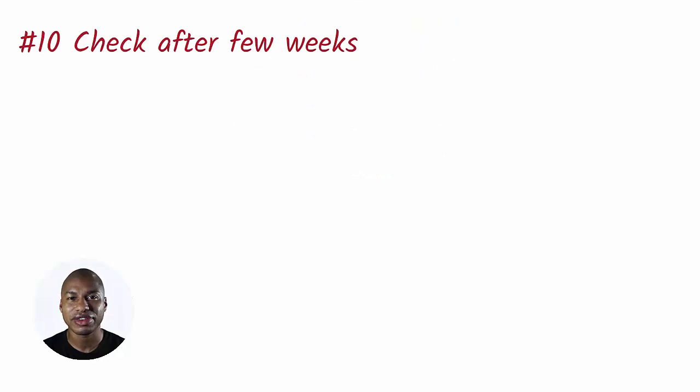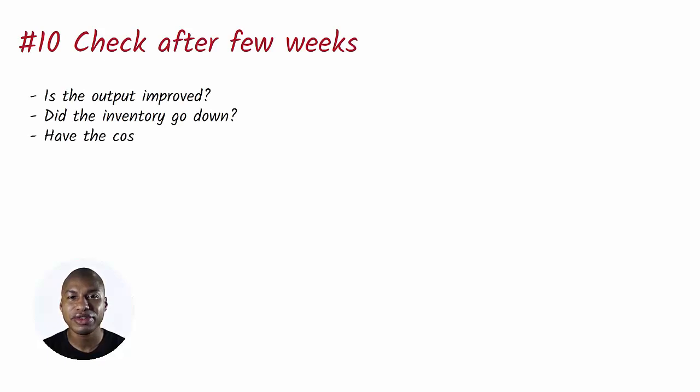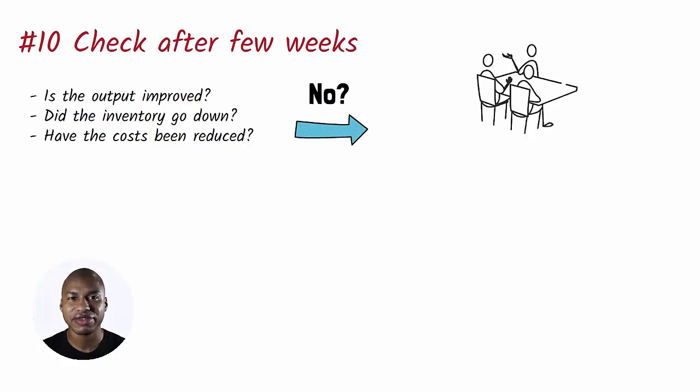10. At this point, after a few weeks, the manager should ask themselves the following questions. Is the output improved? Did the inventory go down? Have the costs been reduced? If the answer is no, then there is something wrong with the method, and you need to get the team together for a reflection session, Hansei. This phase is also taught by Deming in the plan, do, check, act cycle.